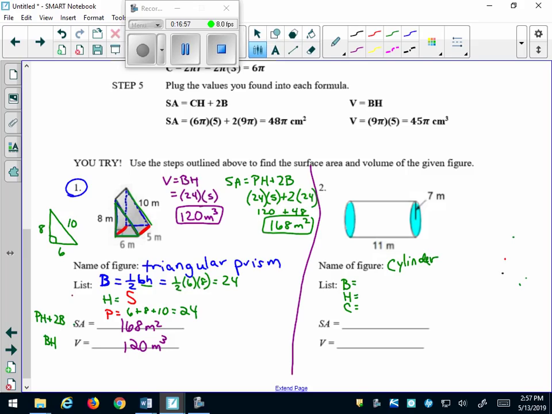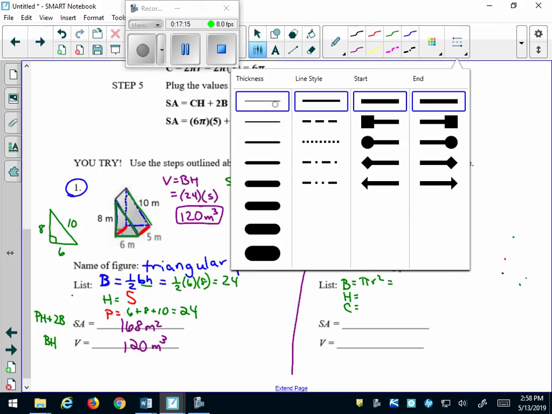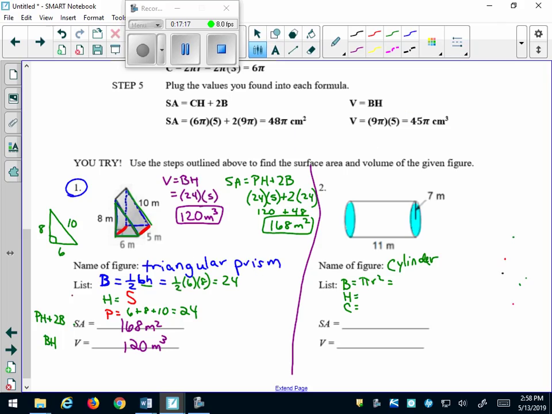All right, so capital B is the area of the base. Again, we have to think about how do we find the area of a circle, and that's pi r squared. Right? Capital B is always area of the base, so it's going to be a different formula based on what shape your base is. So here they tell us the radius is 7, so we're going to do pi times 7 squared, which is 49 pi. And I'm going to leave it in terms of pi. Height they give us is 11.